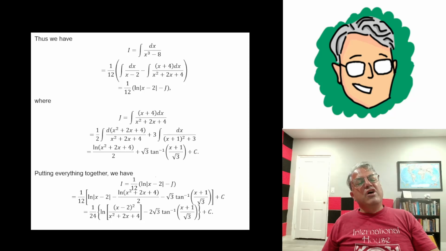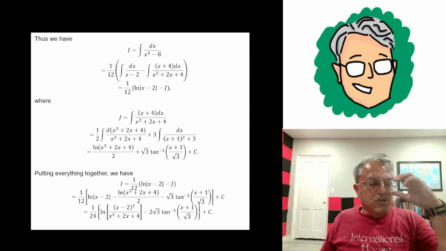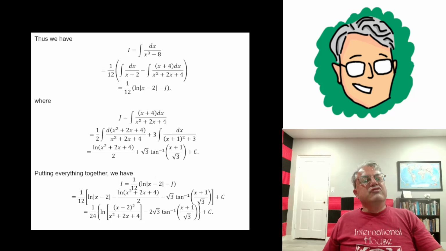So we get y equals 1/12 times the natural logarithm of absolute value of x minus 2 minus J, but we already know what J is, so let's plug it in. So we're going to get 1/12 times the natural logarithm of the absolute value of x minus 2 minus the natural logarithm of x squared plus 2x plus 4 over 2. That's just the negative of the first term we evaluated for J. And now we have to subtract the second term, which is minus square root of 3 times the arctangent of x plus 1 over square root of 3. And we're just left with an integration constant.